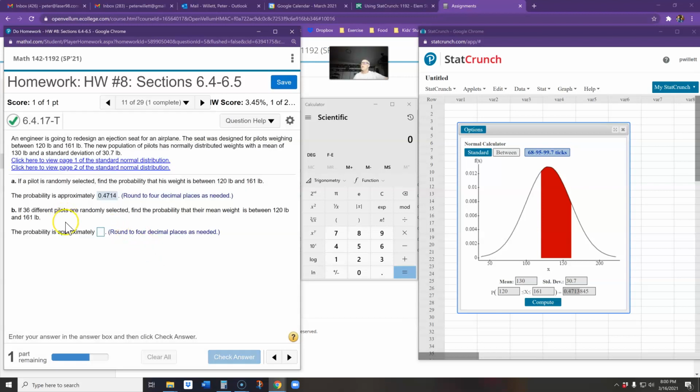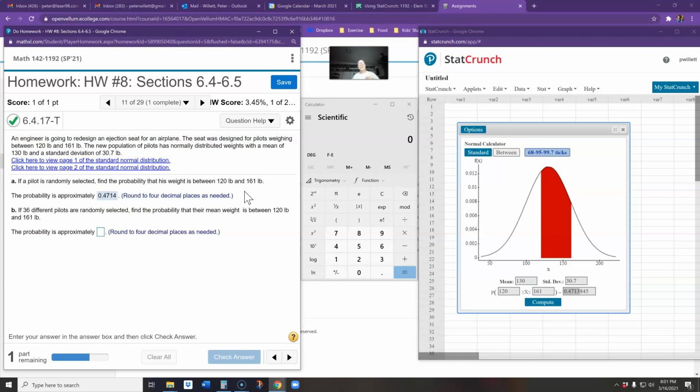So in part B, it modifies the requirement a little bit. It says if 36 different pilots are randomly selected, find the probability that their mean weight is between 120 and 161. So what's different? In part A, we are randomly choosing a person from the population, whereas in part B, we are taking a sample of 36 people from the population, and we are looking to see that the mean of our sample is within that data range.